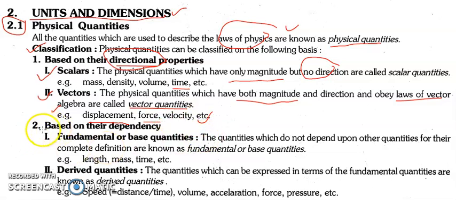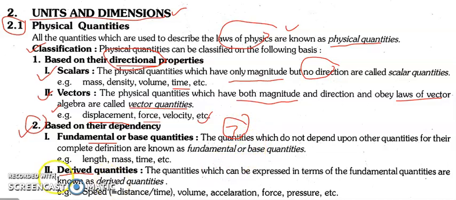The next important thing that we are going to study is based on their dependency. Now what does this dependency mean is, physics में जितनी भी quantities हैं, they have been basically divided into two. First is the fundamental or base quantities and second is the derived quantities. Fundamental or base quantities are such quantities which are independent of any other quantities. We have total 7 fundamental quantities in physics which we'll learn later on in this lecture.